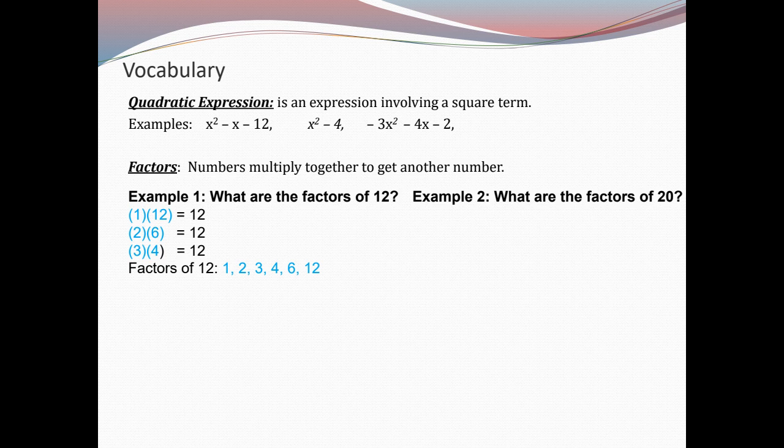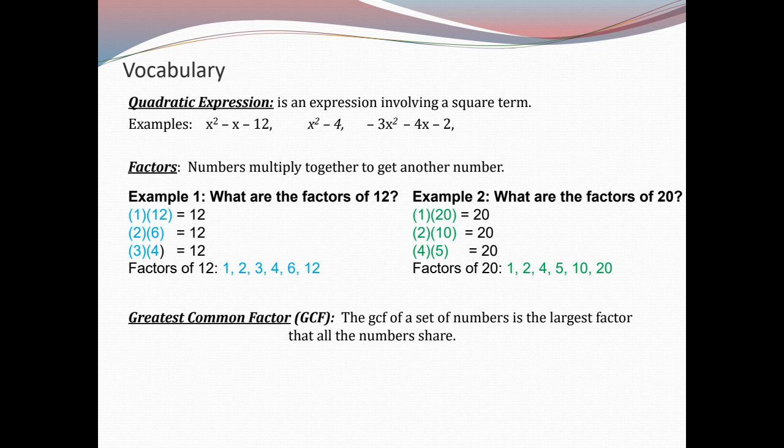And again, I will do the same thing. The factors of 20 are 1 times 20 is 20, 2 times 10 is 20, 4 times 5 is 20. So the factors of 20 are 1, 2, 4, 5, 10, and 20. Okay? So this is an example of finding the factors.